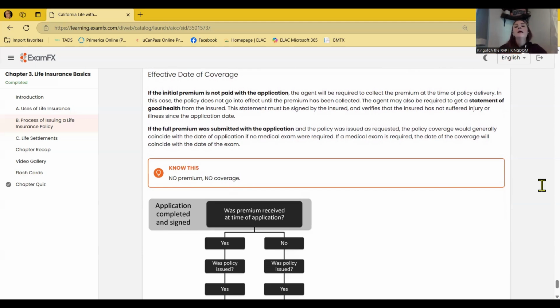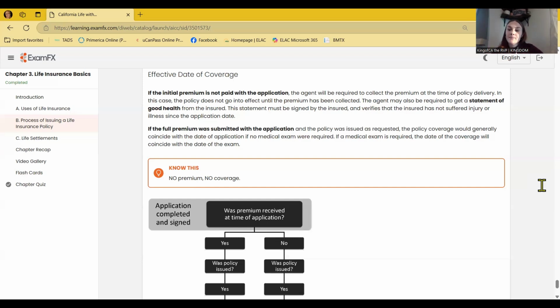Perfect. All right. Let's just say that the insured, or now insured person, right, the applicant, did not pay at the time of application. If the initial premium was not paid with the application, the agent is required to collect that premium at the time of policy delivery.